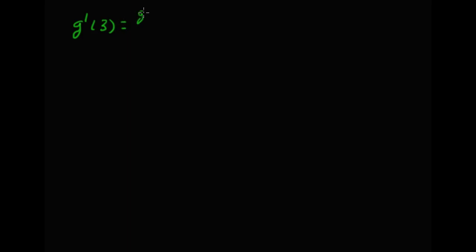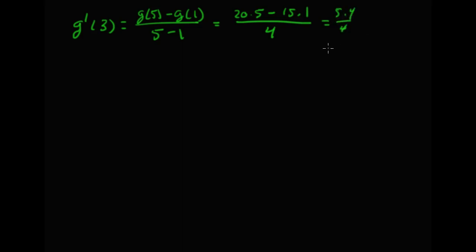So we use G of 5 minus G of 1 over 5 minus 1. G of 5 is given as 20.5, and G of 1 is 15.1. 5 minus 1 is 4. This works out to 5.4 over 4, which is 1.35 cubic feet per minute squared, or per minute per minute. So that's part A of the first problem. Let's look at part B.